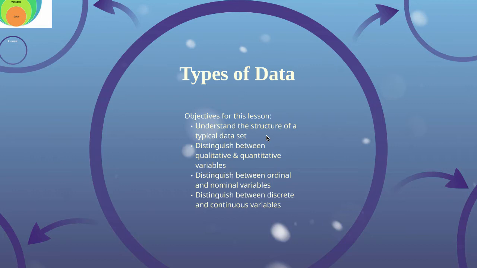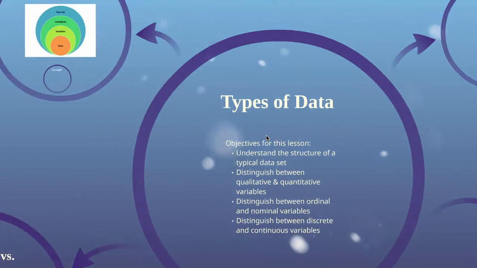For the second objective, we need to understand the difference between 2 main categories of variables, which are qualitative and quantitative variables. We also need to distinguish between ordinal and nominal variables. And finally, we also need to understand the difference between discrete and continuous variables.